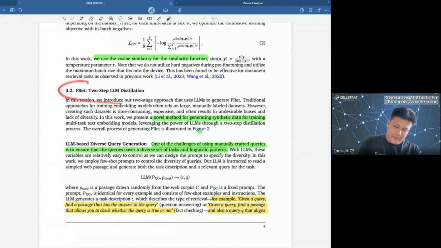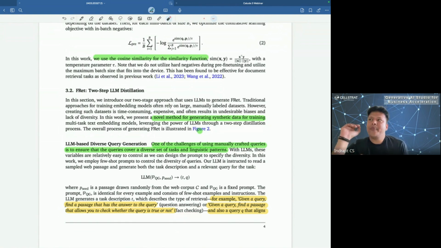FRet is the major core, or I would say the primary core, of what is being used here. They have used a novel method for generating synthetic data for training a multitask embedding model. They used an FRet-based technique, which is basically synthetic data generation by prompting the LLMs. For example, given a query, find a passage that has the answer to the query. Question answering, right? Given a query, find a passage that allows you to check whether the query is true or not. Fact checking. Similarly, given a query, like Vaibhav had asked earlier, whether it is positive or negative, find out if the answer is positive or negative. The model has been given that prompt already. Now you keep on giving the queries, and it is going to tell you the positive and negative and that kind of sentences.